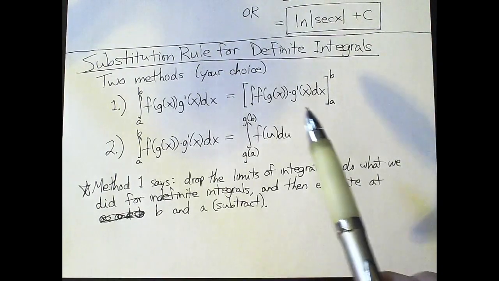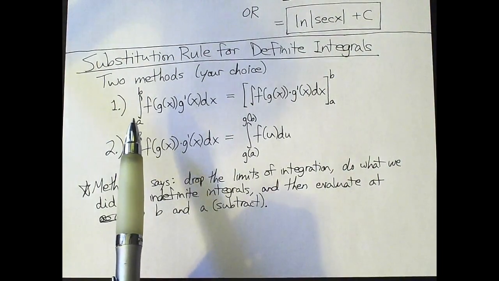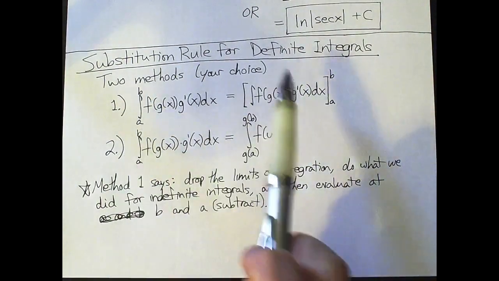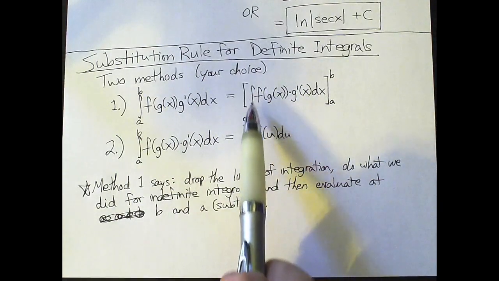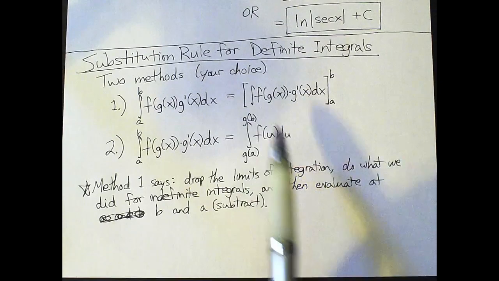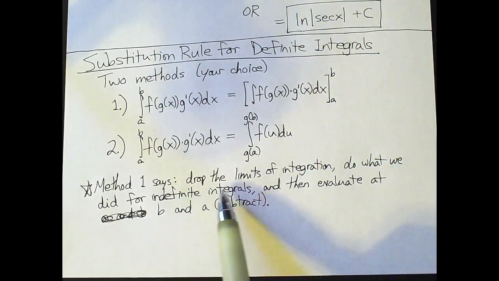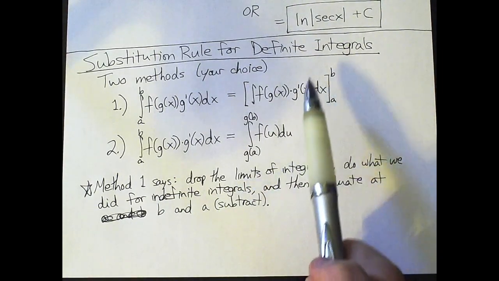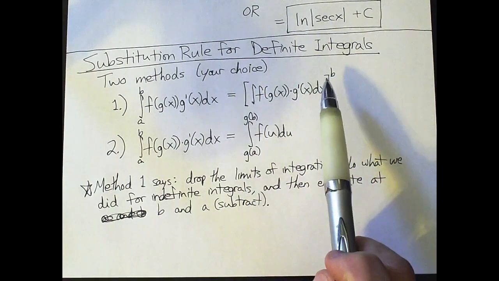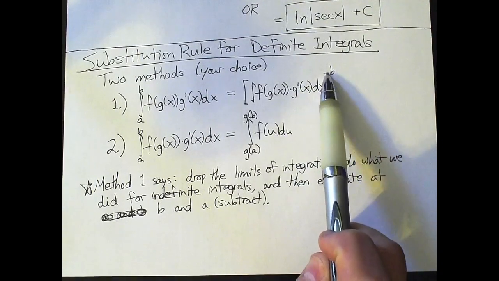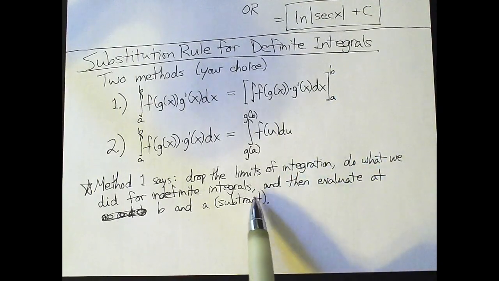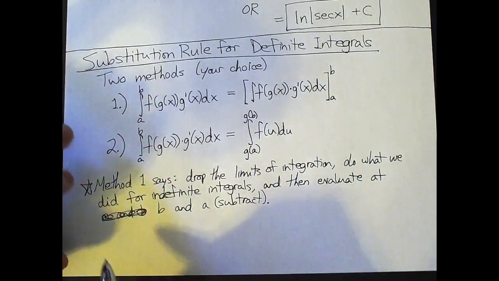All right, let me explain. So the formula that appears on the left-hand side, it also appears on the right-hand side, but we dropped the limits of integration. They're not there. So now it looks like an indefinite integral. So we do what we did for indefinite integrals, which we've been doing this entire lesson. We get an answer. We get it in terms of x. And then you deal with what's outside of the brackets, which is the b and the a. So you get your answer in terms of x. You evaluate it at b, you evaluate it at a, and you subtract. So that's one way to do these.